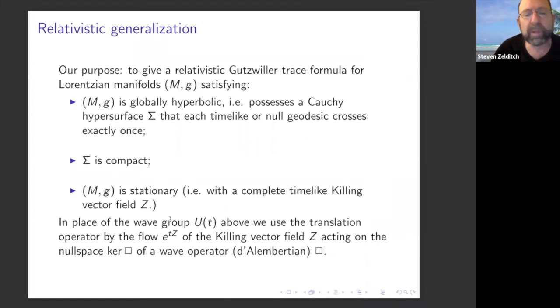So the key definition is that the wave group is actually going to be the Killing flow. And we'll see why that's natural. Time translations will be our wave group. So we have to understand why that works that way. We don't look at the Killing flow acting on L2 of the spacetime. We look at the Killing flow acting on null solutions of the wave equation.